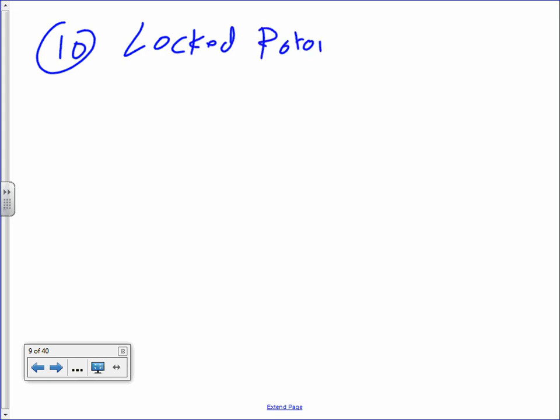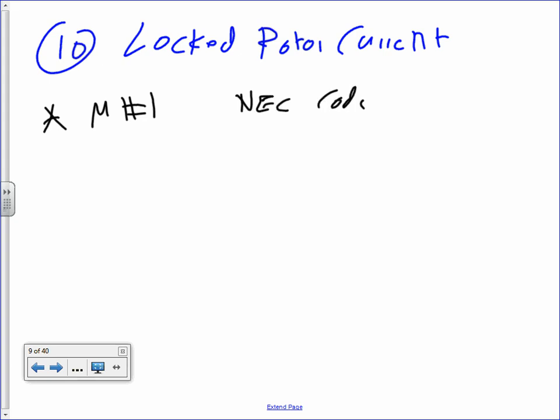Okay, so the last one, which would be number 10 here, number 10 is locked rotor current. I'm going to do it first for the first time. We'll use M number 1. For M number 1, the way they do it, guys, is the NEC code letter. Remember how I gave you code letter L? Okay, so here's how you do it. You find I, start or locked rotor current equal, what's the horsepower of that boy?